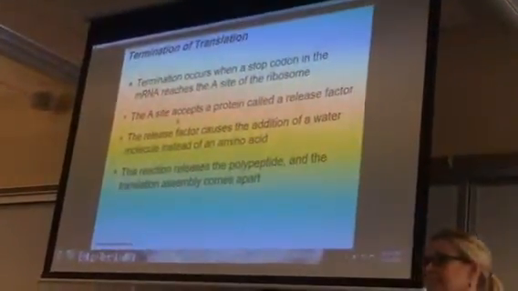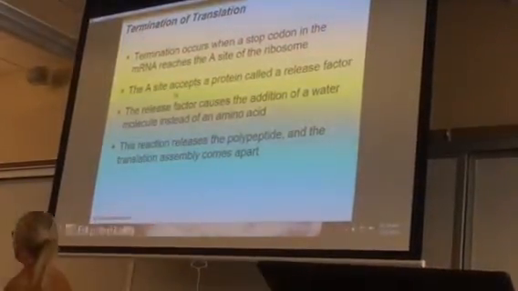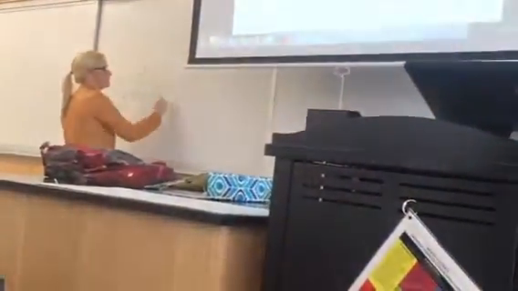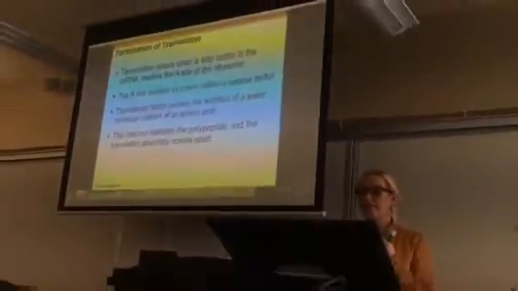How do we stop? Stop codon. Remember, we have those 3 codons that do not code for an amino acid. You don't have to know them, but UAG, UGA, I think UAA is the last one. So any of those 3 codons basically says, stop, you're done, quit. You've made your protein.